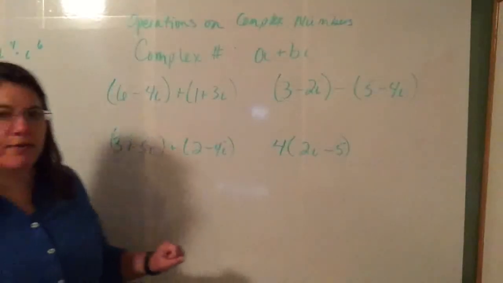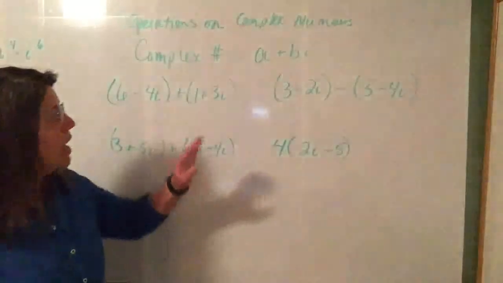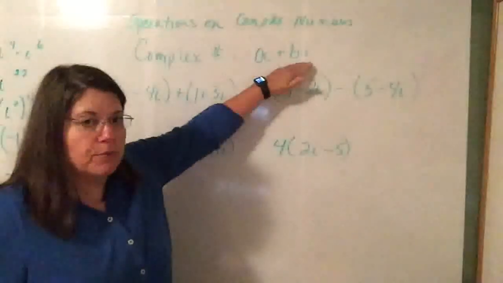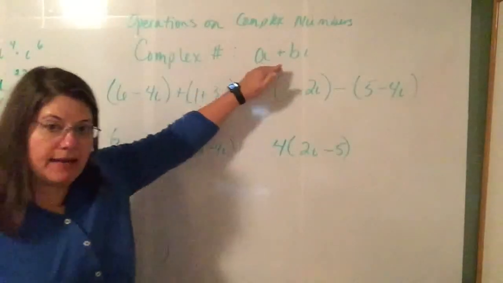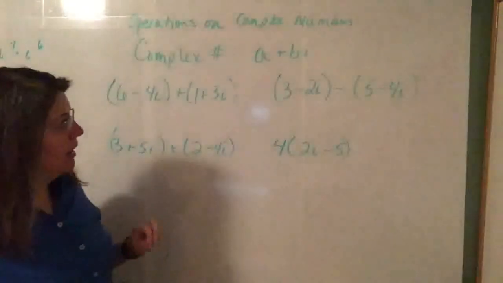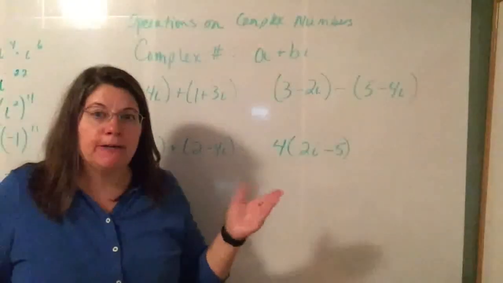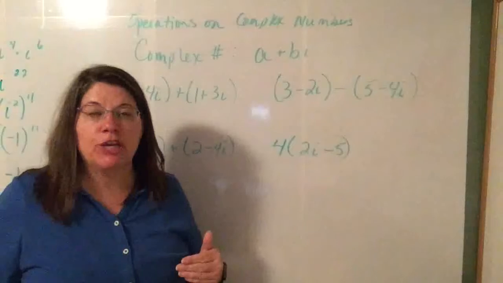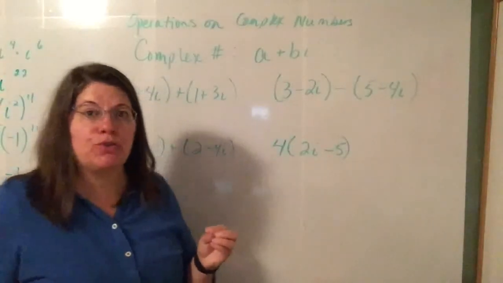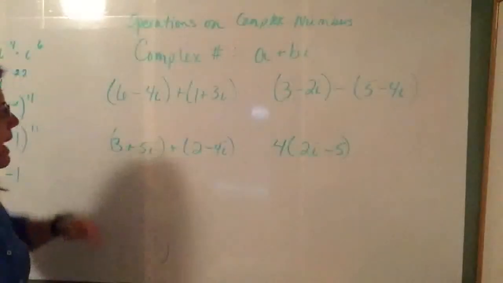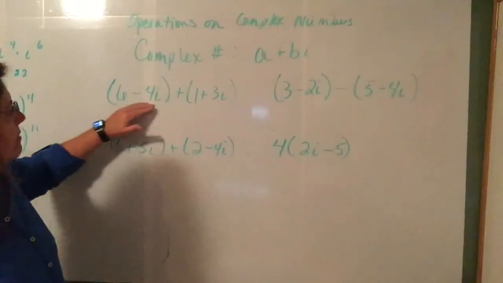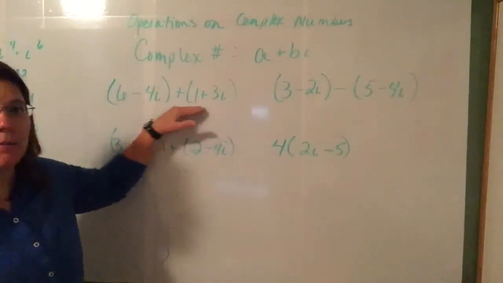Here we have complex numbers. We're going to do some operations on complex numbers. A complex number is in the form a plus or minus bi. The a will be the real part. The bi will be the imaginary part. It has an i attached to the number. So basically what we have here is a complex number plus a complex number.